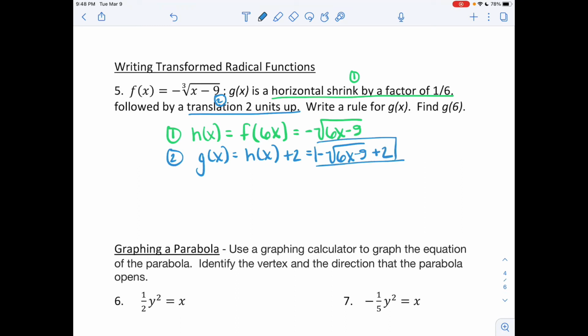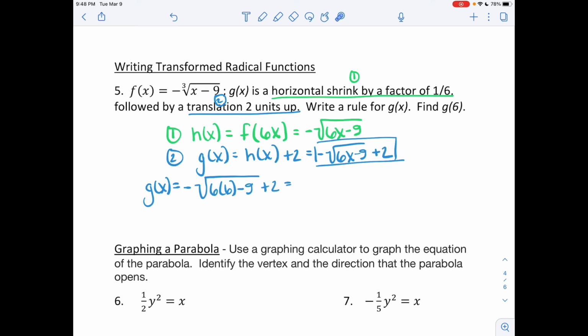Now let's talk about evaluating g of 6. So that means start with our g of x function, and everywhere that I see x, which is just in this location, I'm going to plug in a 6 and do that math. So g of 6 is going to be equal to negative third root of 6 times 6 minus 9 and then plus 2. Let's simplify that a little bit.